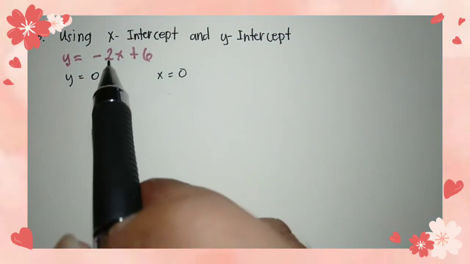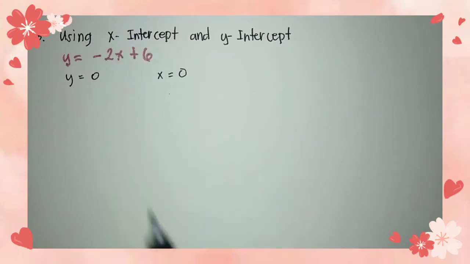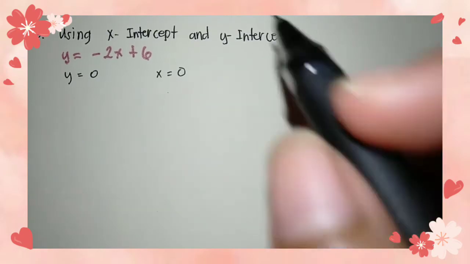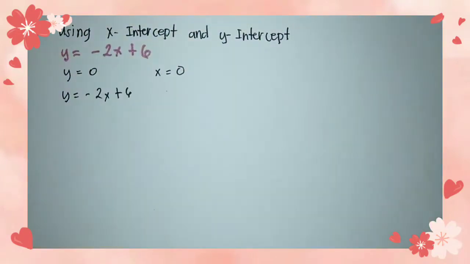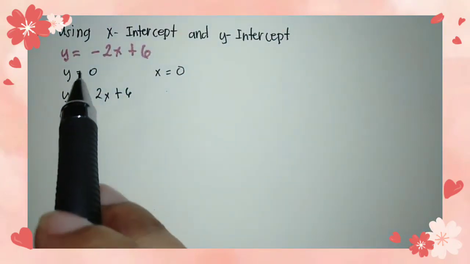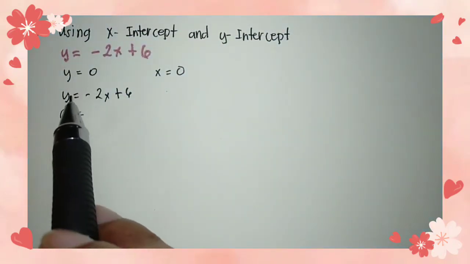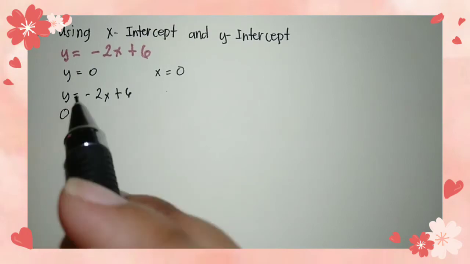Okay? So, gagamitin natin yung y is equal to negative 2x plus 6. Same lang siya nung given natin kanina. Y is equal to negative 2x plus 6. Alright? So, we have y is equal to negative 2x plus 6. Substitute the value of y as 0. So, we have 0 is equal to, since ang value ni y is 0. So, ito ay y. That's why 0 siya. Negative 2x plus 6. Okay?